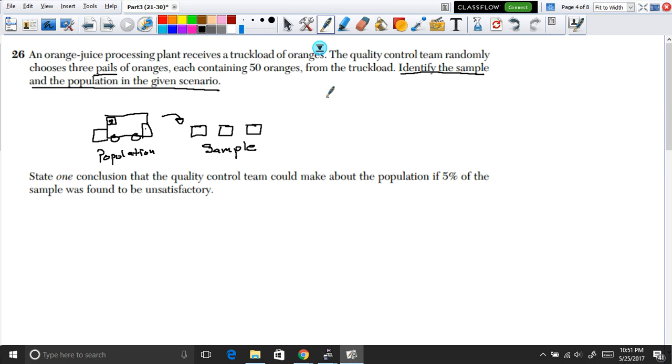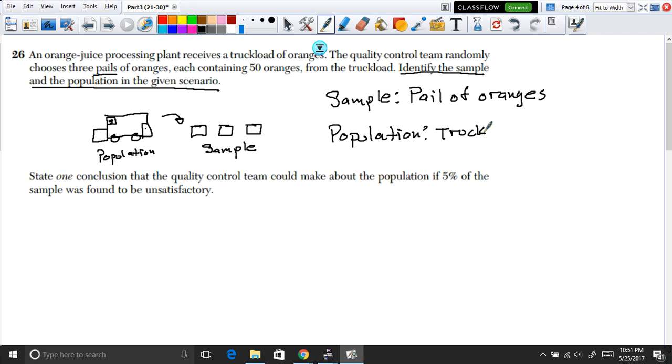So let's just put it in words here. The sample is nothing more than the pile of oranges, and the population is just the truckload of oranges. And that's about it. So we have identified the sample and the population.